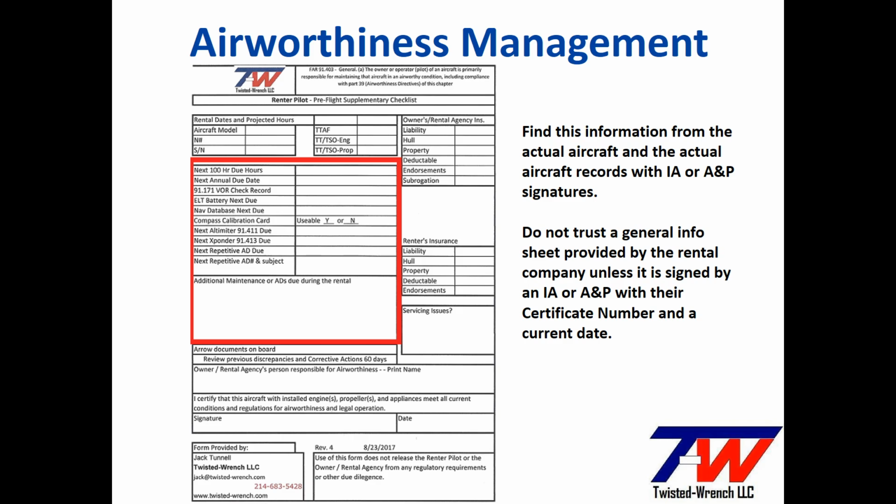Check for a compass correction card. Requirements are described in FAR 23.1327 and 23.1547 for small aircraft. Altimeter and transponder checks are due every 24 months. The altimeter checks are only required after the air data system has been disturbed or for IFR flight.